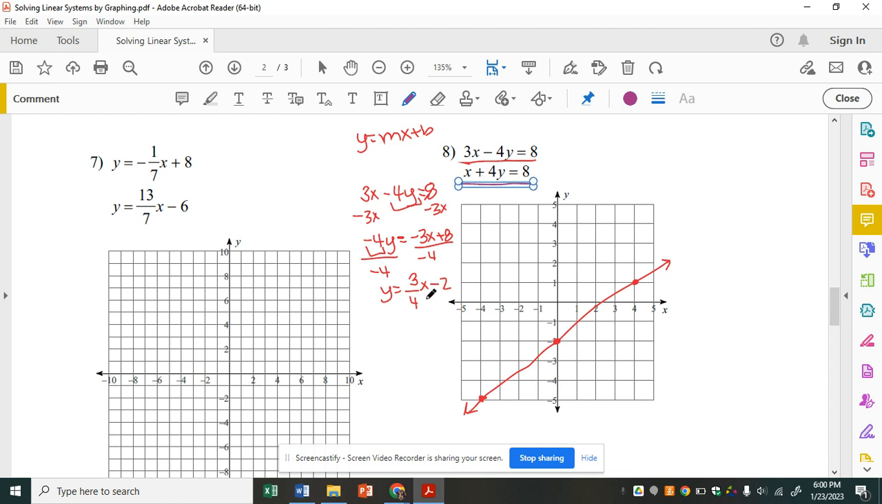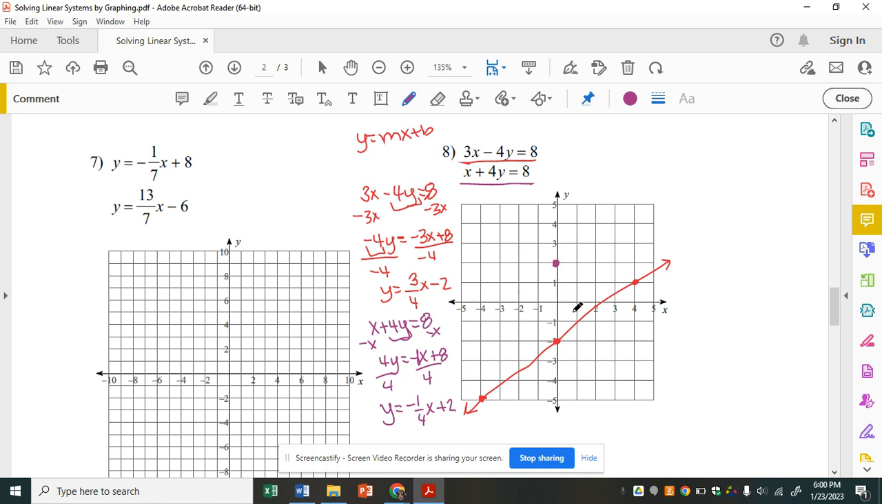My second equation, x plus 4y equals 8. If I want to isolate my y, I subtract the x. So I get 4y equals negative x plus 8. Remember, this negative x is really like negative 1. So when I divide everything here by 4, I'm going to get y equals negative 1/4 x. And then 8 divided by 4 is positive 2. So I get negative 1/4 x plus 2. And that's what I'm going to graph.